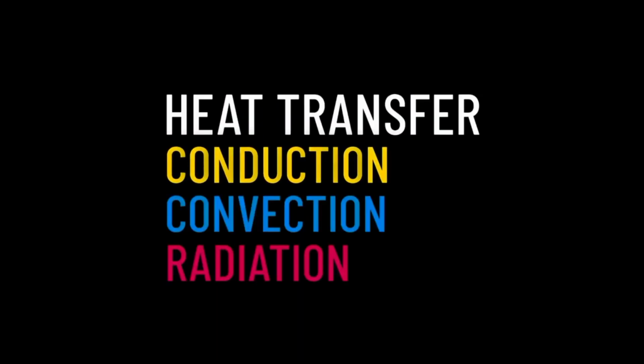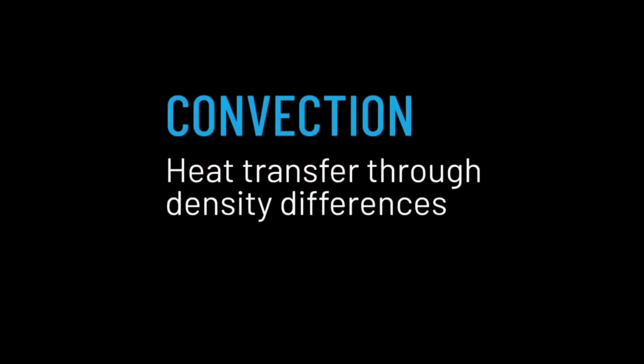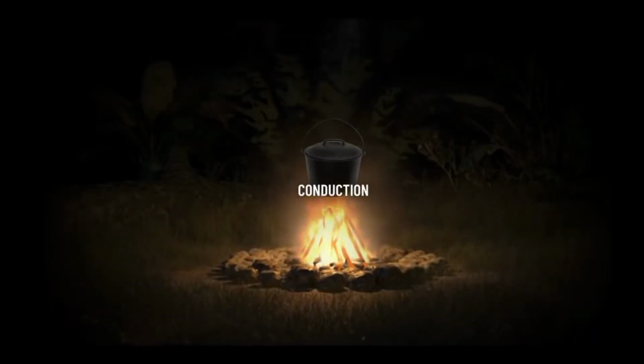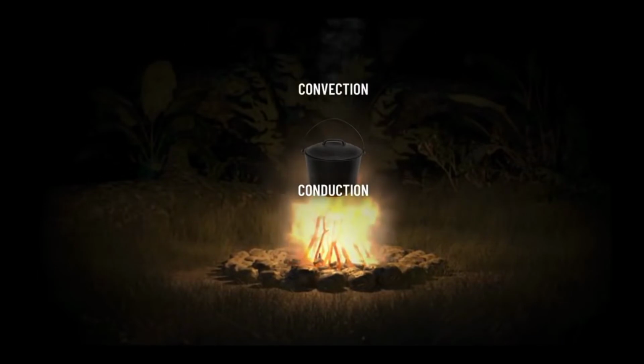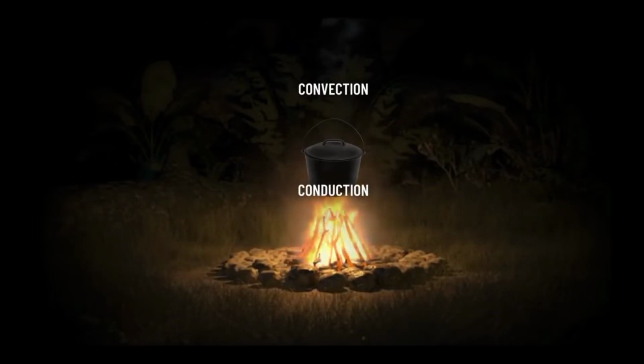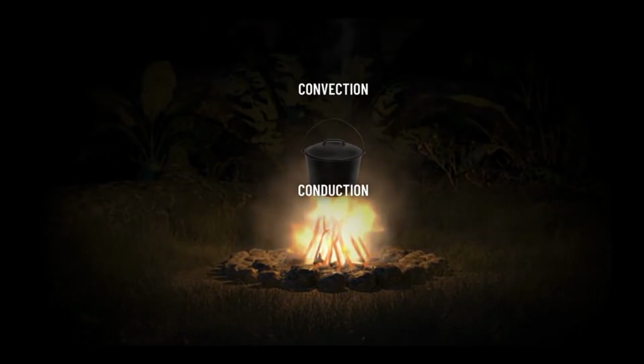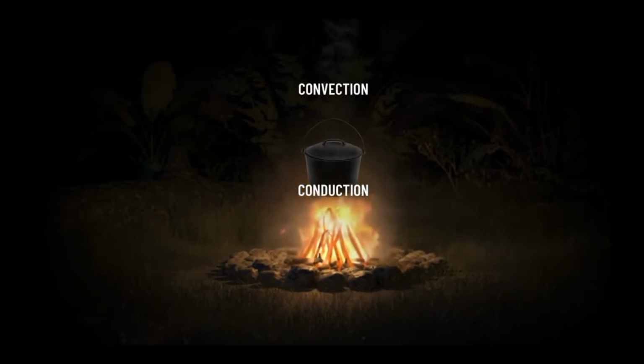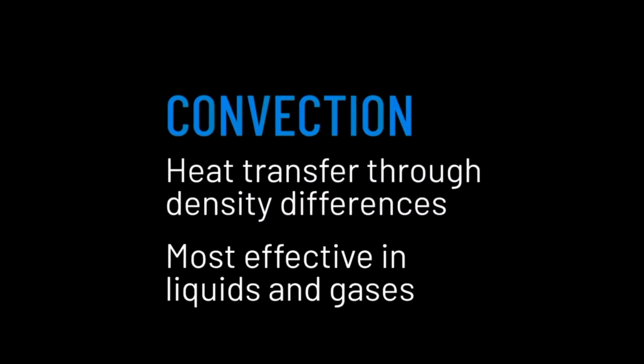Let's not forget about convection and radiation. Let's look at convection. This is heat transfer through or as a result of density differences. The heat is transferred by the movement of liquids or gases. This convection happens as heat from both the boiling pot and the flame itself is rising up as a result of density differences. Convection occurs most effectively within liquids and gases.